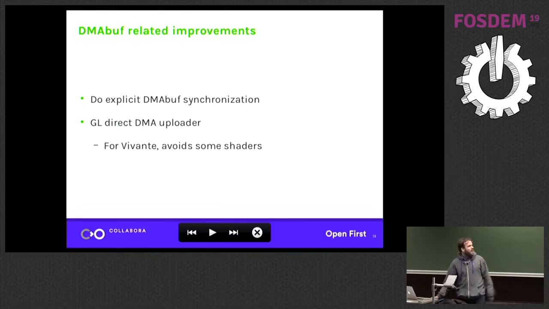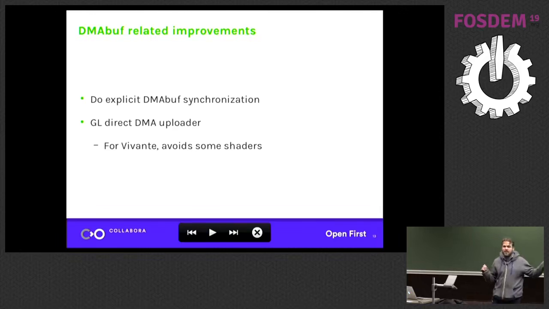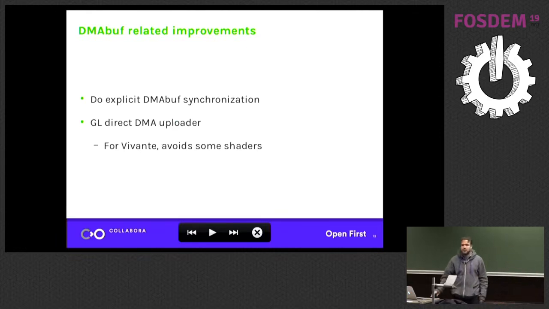And we have a direct GL DMA buf uploader. So traditionally, when you would import a YUV image, you would have to use a shader to convert it to RGB to be able to put it on the display. But some hardware, in particular Vivante in the i.MX6, can actually take the YUV and display it directly, entirely in the hardware. So there's a direct uploader now that bypasses the shader that does the conversion.